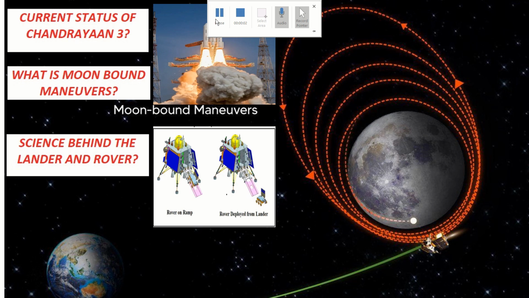Hello everyone. So today we'll learn about the current status of Chandrayaan-3, which is ISRO's auspicious mission to the south pole of the moon. We'll learn about the current status and the moon-bound maneuvers, and also the science behind the lander and the rover. We'll basically discuss in two languages, in English as well as in Hindi.